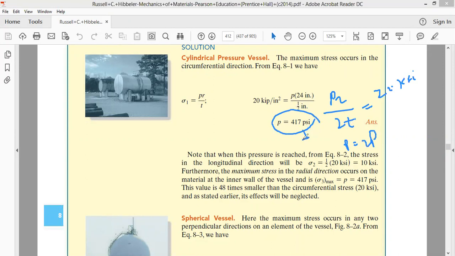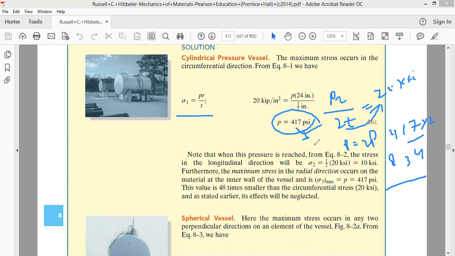417 you have obtained already. So when you apply this formula, the 2 will go here, so P will be 417 multiplied by 2, which is equal to 834 pound per square inch. So it means this cylindrical pressure vessel can withstand a pressure of 417 pound per square inch, and it will not fail as far as the circumferential stress is concerned.